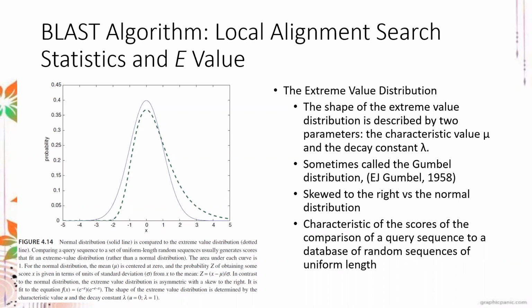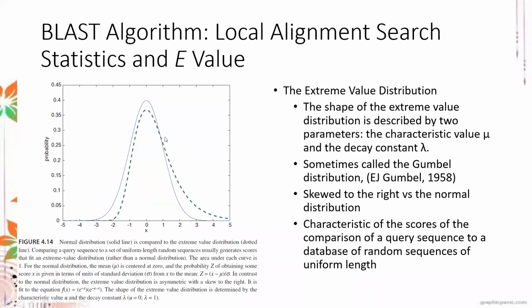It has two parameters, the characteristic value mu and the decay constant, lambda. This is also called the Gumbel distribution, by E.J. Gumbel in 1958. He was the one who first proposed this, and he is actually a mathematician. The Gaussian curve is the bell curve, the normal distribution from your statistics. The broken line is the extreme value distribution. It doesn't conform to the normal distribution.